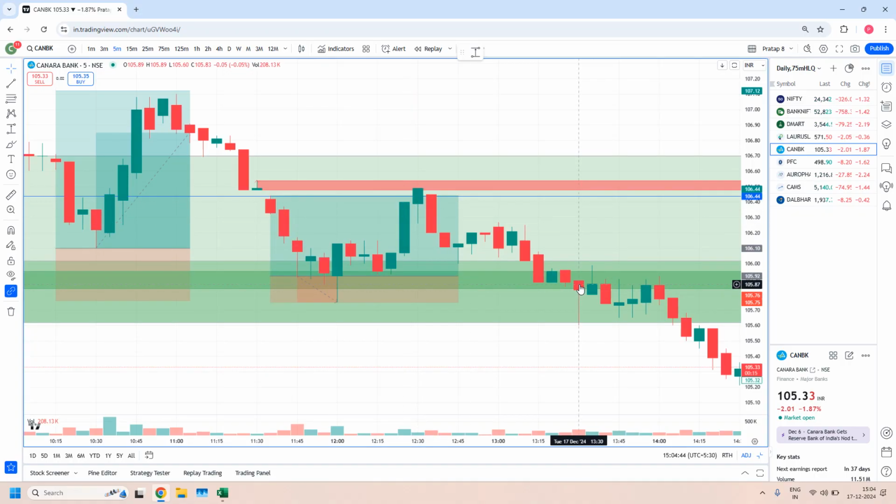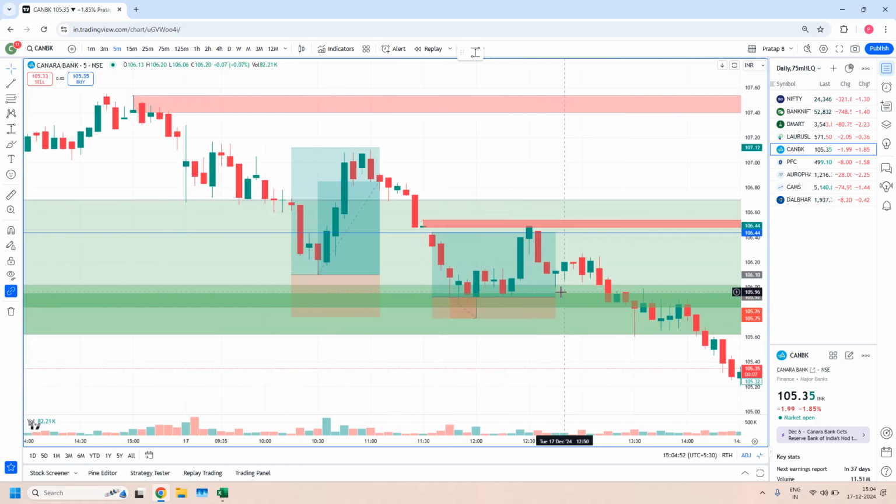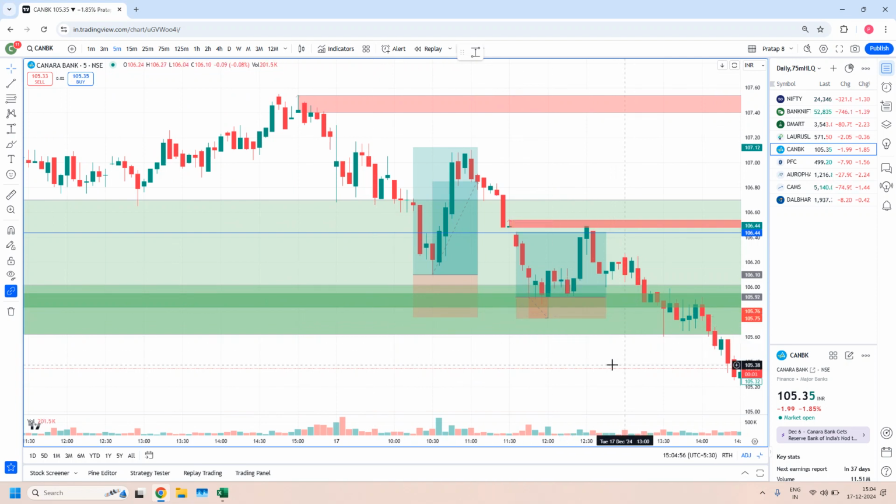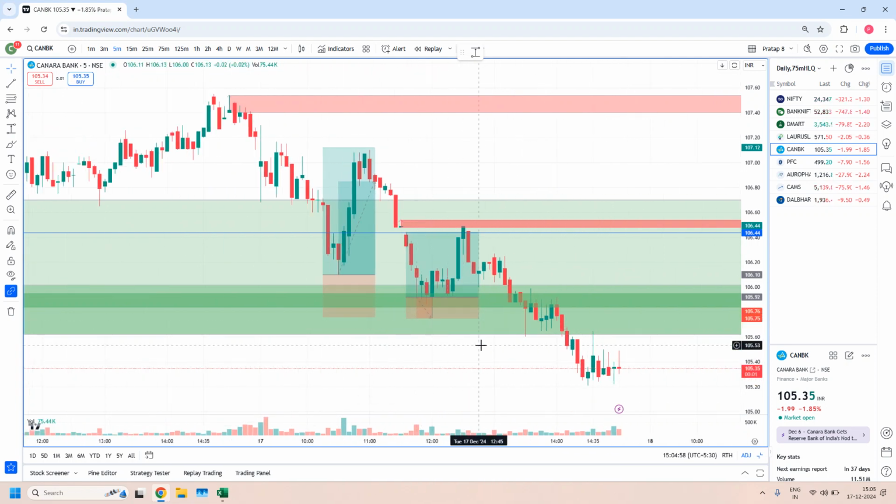You cannot take the trade because this entire order flow has been gone. So that's why the third trade you should avoid. You know that this zone will be violated now. Why? Because there are no more order flows, fine-tuned order flows.